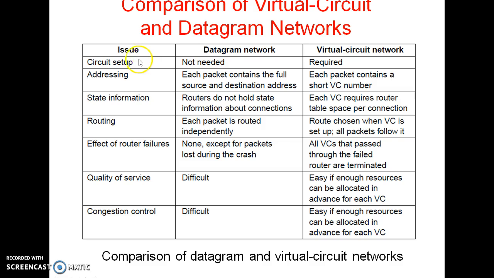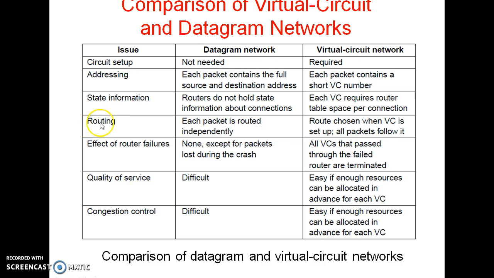Here the issues are circuit setup: in the datagram it is not needed, whereas in VCN it is required. Addressing: in datagram, each packet contains the full source and destination address, whereas in VCN each packet contains a short VC number. State information: in datagram, routers do not hold state information about connections. In VCN, each VC requires router table space per connection.